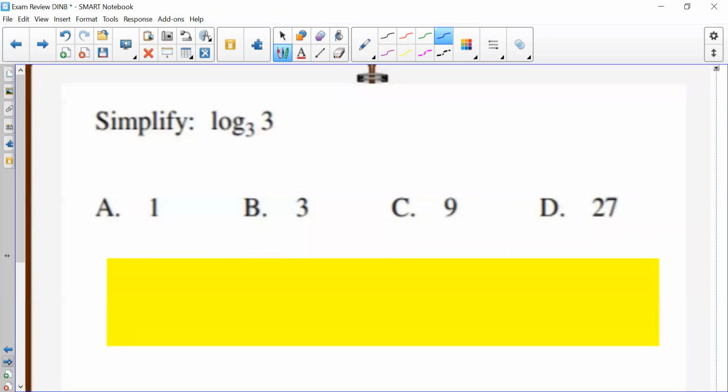All right, next one, it just says simplify. There's no variables. Log base 3 of 3. All right, simplify. Log base 3 of 3. You actually type this one straight into Desmos. So let's do that.